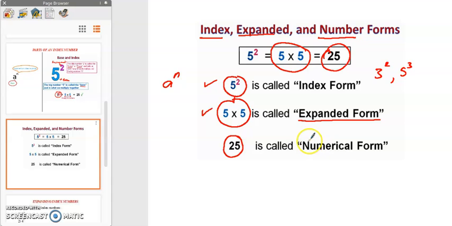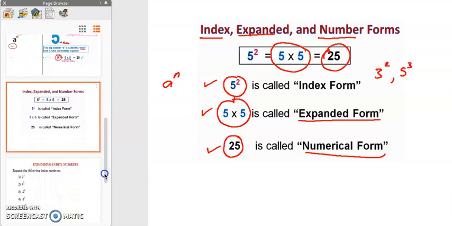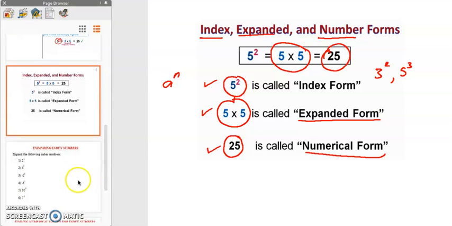So sometimes a teacher would ask specifically for the expanded form or the numerical form. So it's important for you to know which form you should stop at, because sometimes whenever I ask for the expanded form, some students tend to calculate everything and give me the numerical form, right? So it's important that you know the difference between all of them. So we expand the index form to get the expanded form, and then we multiply the expanded form to get the numerical form, right? So feel free to pause the video, go through that, or view it again.